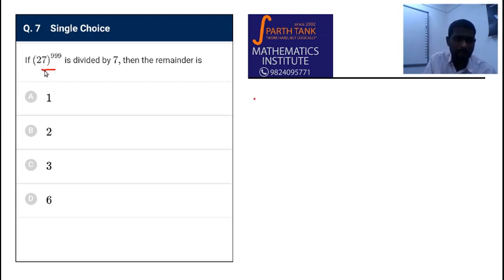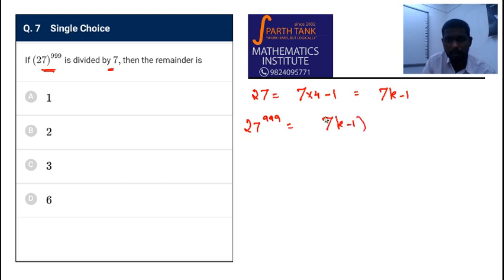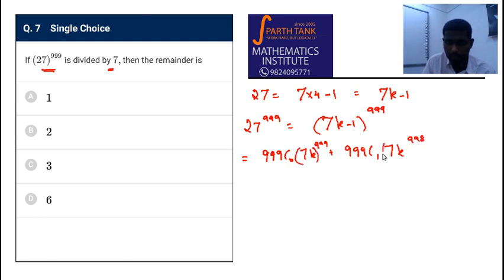If 27 to the power 999 is divided by 7, then the remainder is. Now we know that such problems are based on binomial theorem. Okay. The first thing to identify is that 27 itself is 7 times 4 minus 1. That is, it is 7k minus 1. Now 27 raised to 999 is nothing but (7k minus 1) the whole raised to 999. Now the binomial theorem expansion would give us 999C0 (7k) power 999 plus 999C1 (7k) power 998 and so on up to 999C998 (7k) power 1.